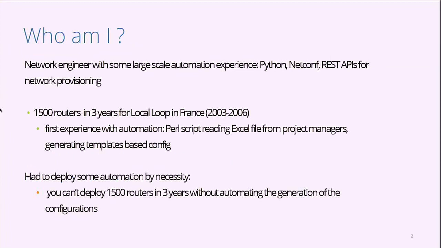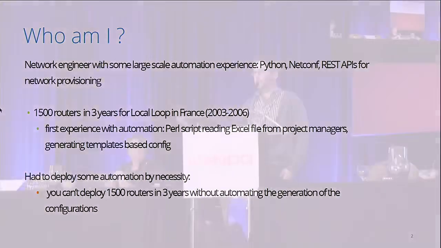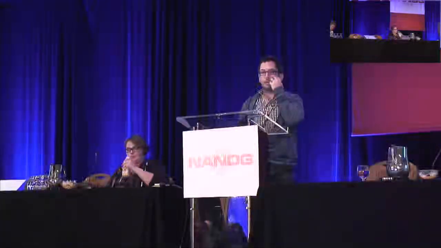Hey, I'm Jerome, network engineer at Cloudflare. So how I came to do automation, actually that was a long time ago, more than 10 years ago, when we had to deploy 1,500 routers in France. So in case you were wondering about my accent. So one day your manager comes into your office and says, hey, we have 3 years to deploy 1,500 routers in the nation. So how do you do that?